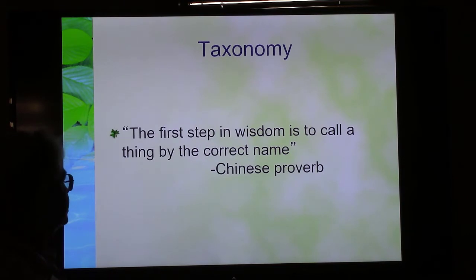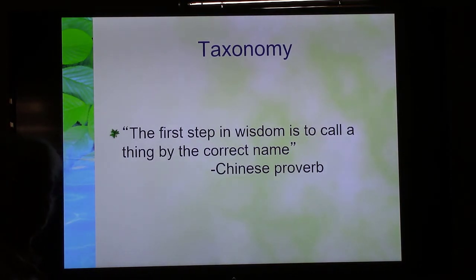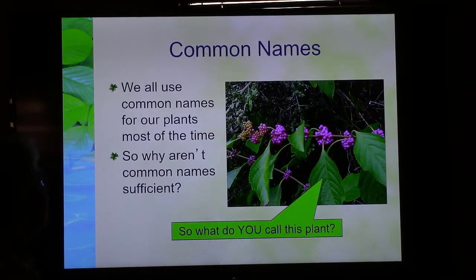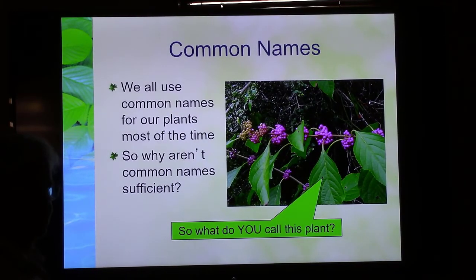The first step in wisdom is to call a thing by its correct name. Taxonomy is the study of naming and classifying. Almost all the time, when we get together and start talking about plants, just like we were, we talked about loofahs and we talked about this other red plant. We didn't use anything but common names. That's what we use most of the time. But actually they're not sufficient in every situation.